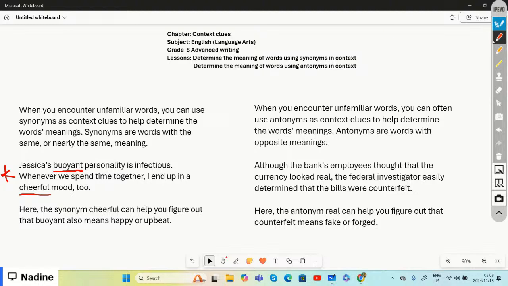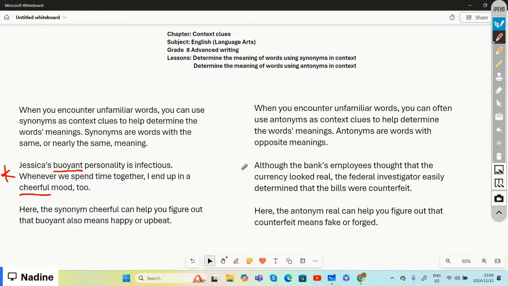And when you encounter unfamiliar words, you can also often use antonyms as context clues to help determine the words' meaning. Antonyms are words with the opposite meaning. Synonyms are words with the same or similar meanings, whereas antonyms are words with the opposite meaning.